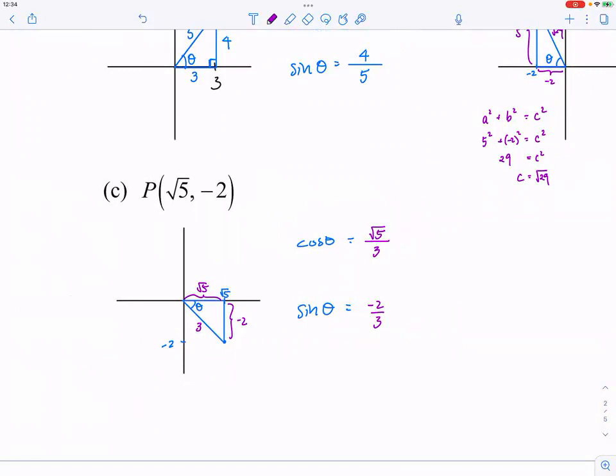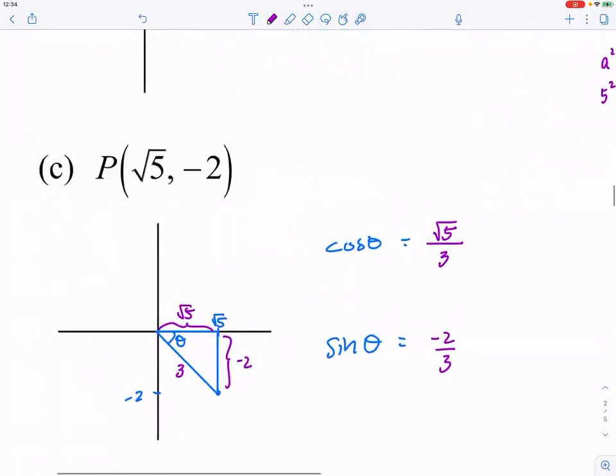Now, before we turn to the next page, I want to reinforce this point: whenever you do a trig function of an angle, you obtain a ratio. You obtain a ratio.